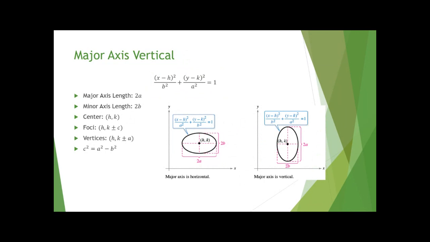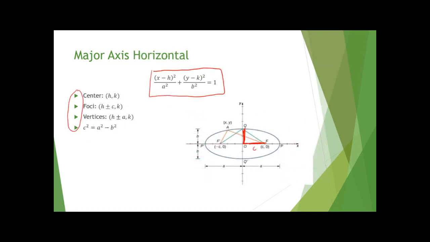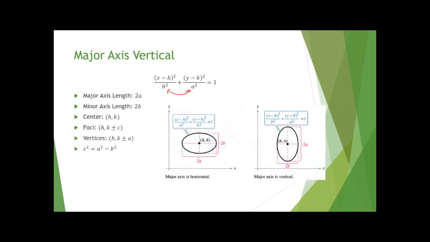When it's vertical, it looks nearly identical except that the b squared and the a squared flip-flop. So we had a squared and b squared, and a squared is under the x, b squared is under the y. When it's vertical, b squared is under the x, a squared is under the y. That's the only difference in the formula. The center is still h comma k. And the major axis is 2a, the minor axis is 2b. And that is the same regardless of whether you're vertical or horizontal.